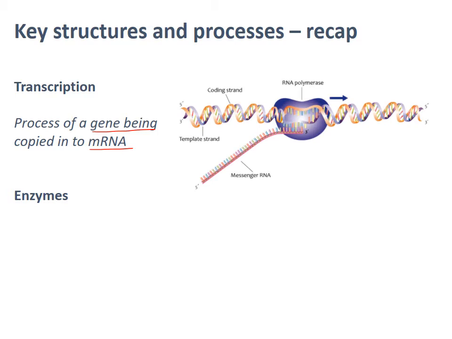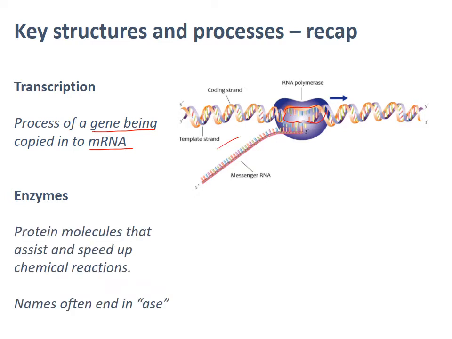I've put this in here just because some of the things in this relate to processes to do with transcription. So it's when you would unwind a double helix and then copy one of them and end up with a new strand. And enzymes, remember, are protein molecules that assist and speed up chemical reactions.